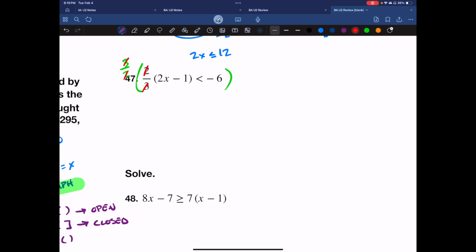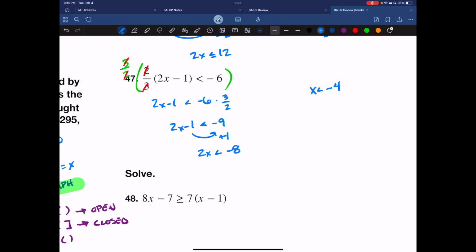I can move that to the other side, right? And that's going to leave me with 2x minus 1 on this side, less than, and then that's going to be -6 times 3/2, which 2 goes into 6 3 times. 3 times 3 is 9, and it's negative, so it's going to be 2x minus 1 less than, or sorry, less than -9. I'm going to add the 1, so 2x is less than -8. X is less than -4.